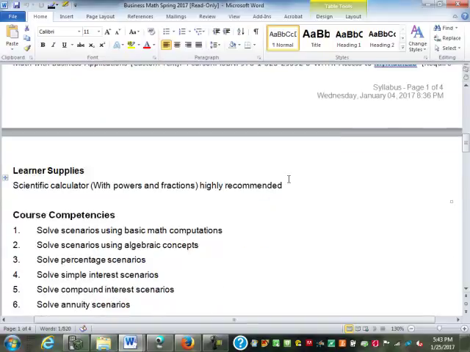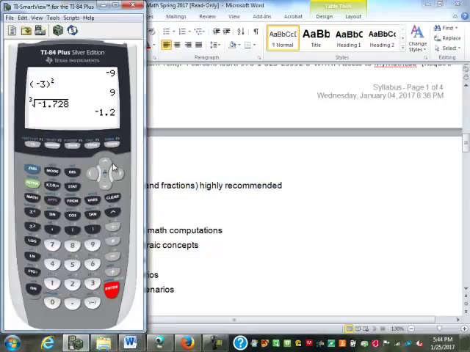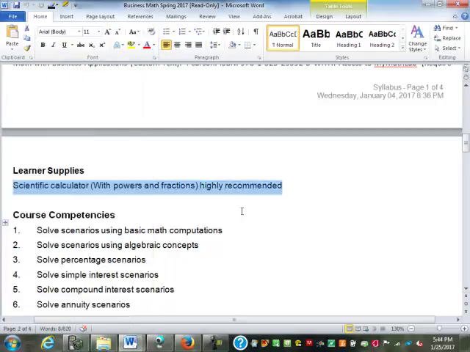Other supplies. It is highly recommended that you have a scientific calculator. I recommend you have one with powers and fractions on it. If you have a graphing calculator, if you had to have one for high school or had kids who had to have one for high school, you're welcome to use it. That one does most things really well. The one thing the graphing calculator does not do well is fractions. So that's one thing that the cheap ones actually do better. If you have a scientific calculator, chances are it's good enough. If you're not sure, let me know and I'll be happy to take a look at it for you and let you know if it does everything you need.